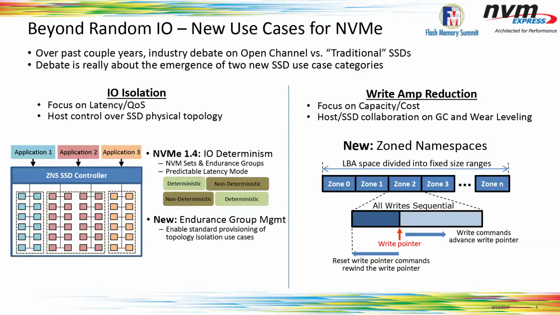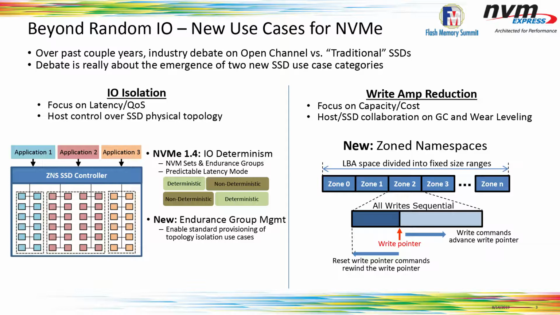So the first major new use case category, I'll call I/O isolation. Nick talked about that in the last talk a little bit, but the focus here is on controlling latency and controlling QoS. And the technical approach has been about getting full host control over the SSD physical topology and really managing one SSD as multiple SSDs. So this is kind of the open channel model, right?